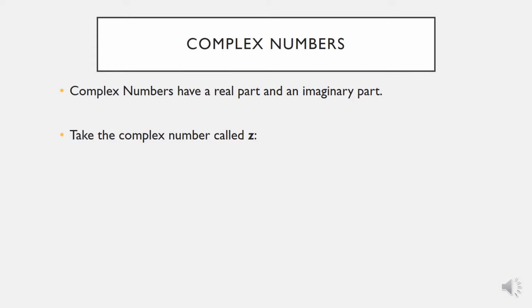Take the complex number called Z, and often names or letters are given to complex numbers, Z or W or Z1 or Z2. And here we're told that Z equals 3 plus 2i. The word complex means there's more than one thing going on. So this complex number Z has a real part, and the real part of Z is 3.